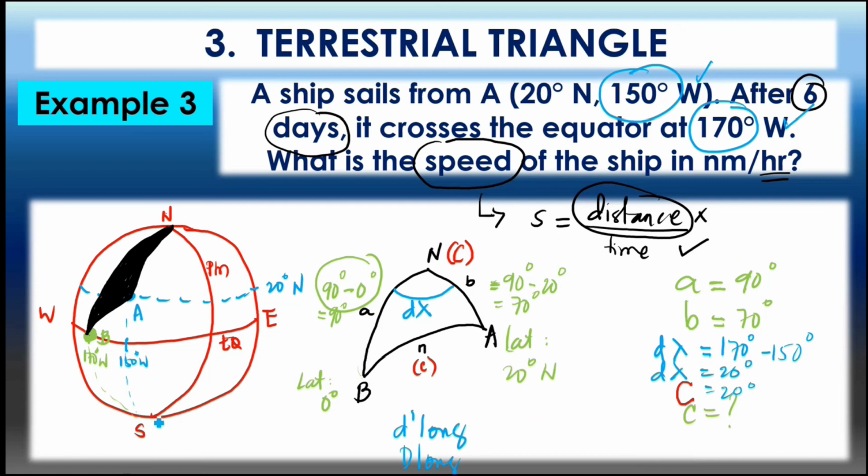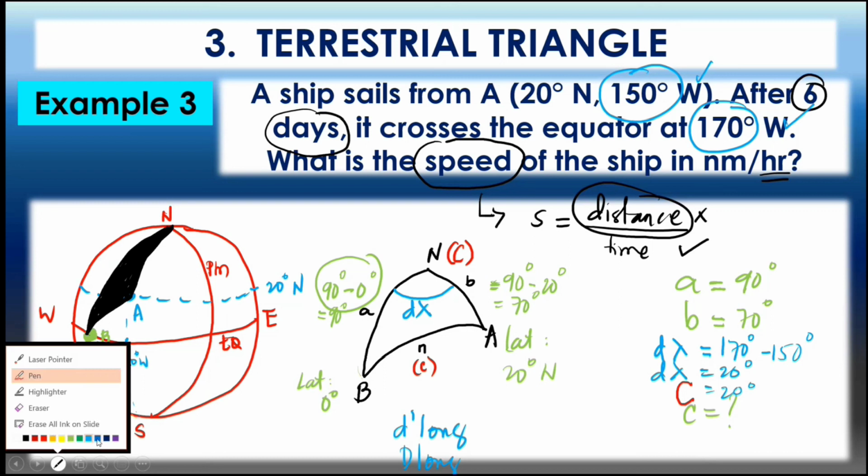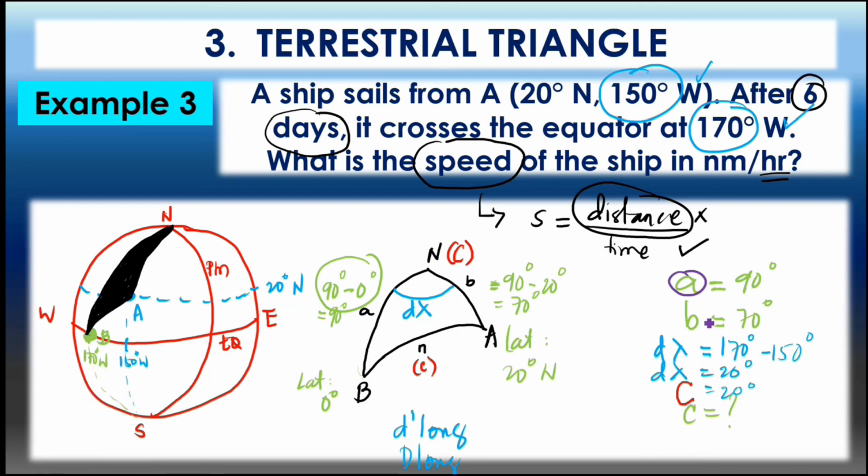If we try to look at our given again, we have small a, small b, big C. So what we can use here is the law of cosines. For what? Is it for sides or for angles? Since we do have small a, small b, and big C here, in which small c is the unknown, what we're going to use is the law of cosines for sides. Then, we're going to switch to the black screen.